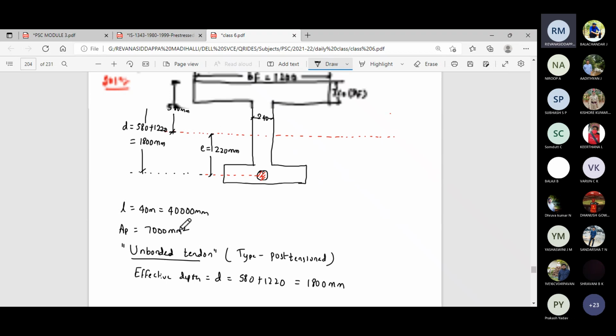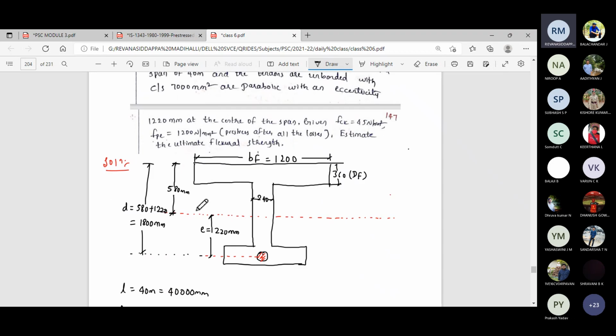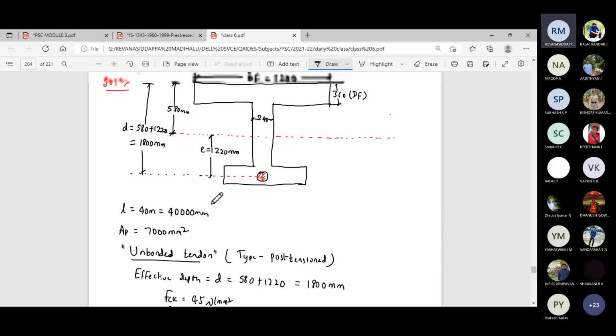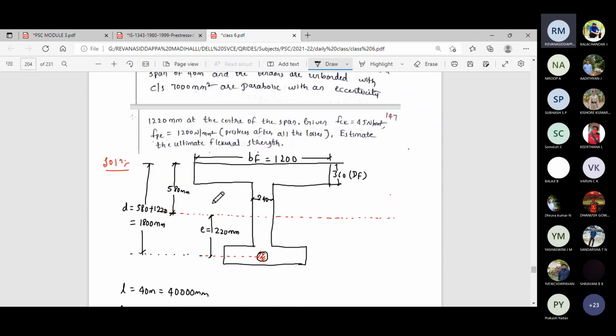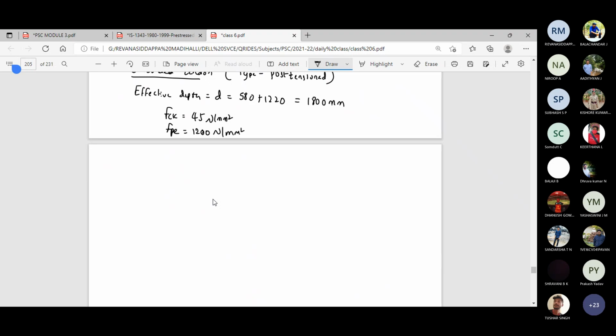Okay. Now also write rest of the data. What is that? FPE, FCK. FCK is given as 45 Newton per mm square. FCK is equal to 45 Newton per mm square, and FPE is given as 1,200 Newton per mm square.